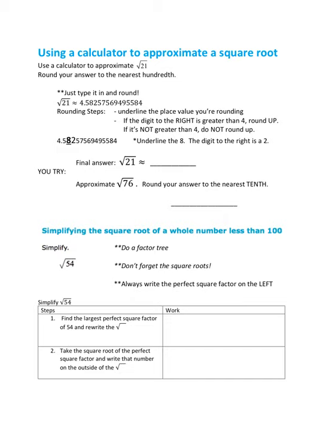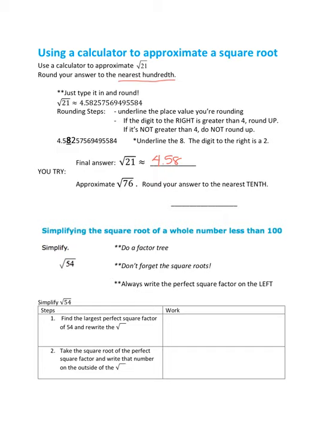Okay, so if we say round your answer to the nearest hundredth, you underline the place value you're rounding, which is the second one. That's hundredths. And then you look at the digit after that. So the final answer from the square root of 21 is 4.58 because 2 does not round up.